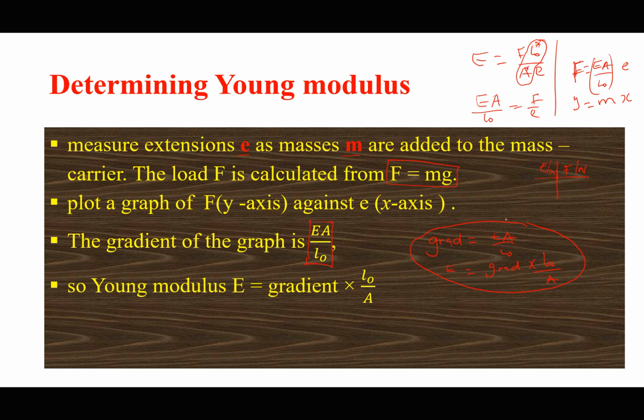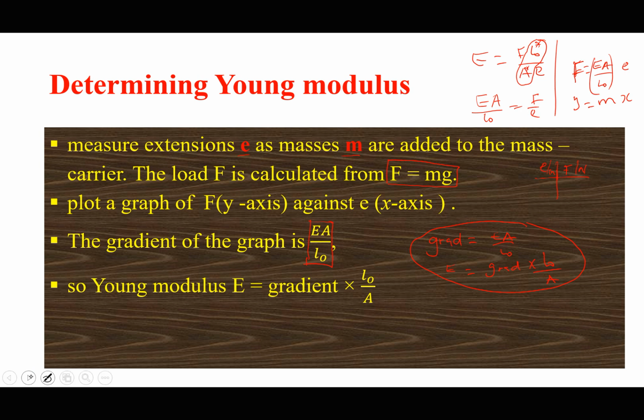We can change the values of the masses and obtain different values of extension as we calculate different values of F. Then we can plot a graph of F against e. The reason we're plotting F against e instead of stress against strain is because we can assume that the cross-sectional area does not significantly change when a material is stretched. The change in the cross-sectional area is very small and negligible. So that is how we obtain the Young modulus.